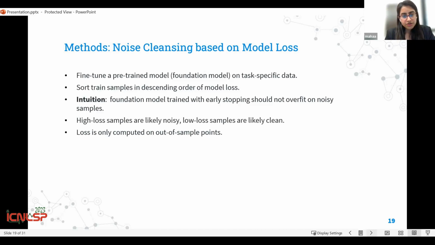We only compute loss on out-of-sample points so that the model is not biased when making this decision. We use a fixed loss thresholding scheme, which means that if a sample exceeds a certain loss threshold, it is removed from the data set. In this way, the final data set is supposedly cleaner.